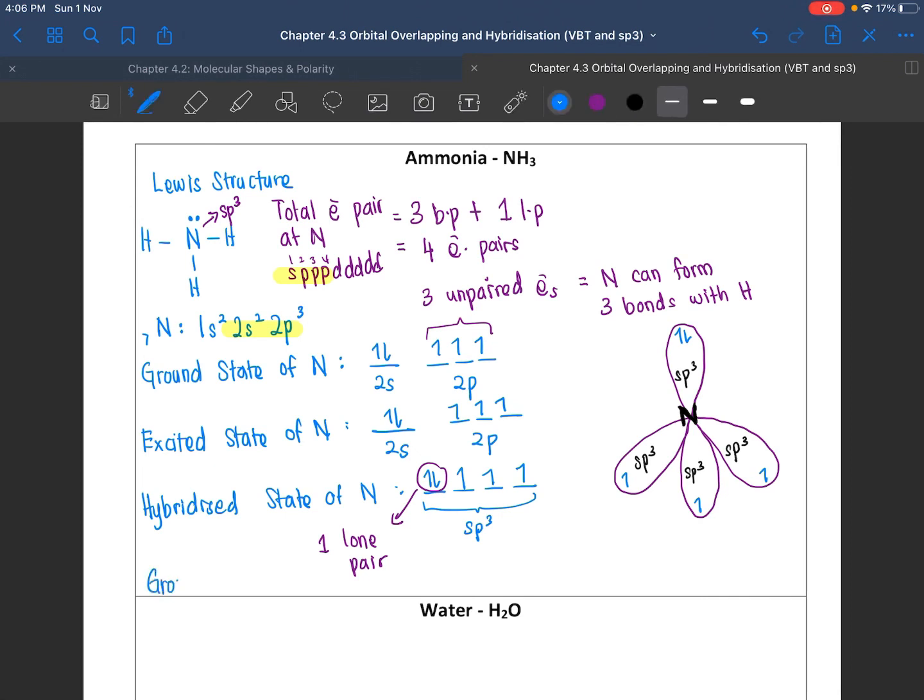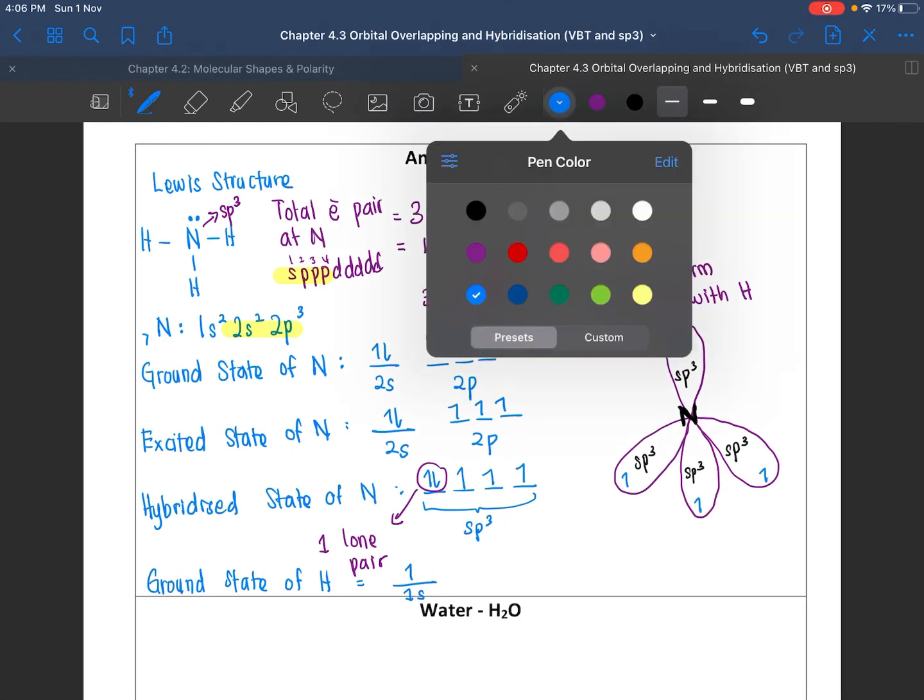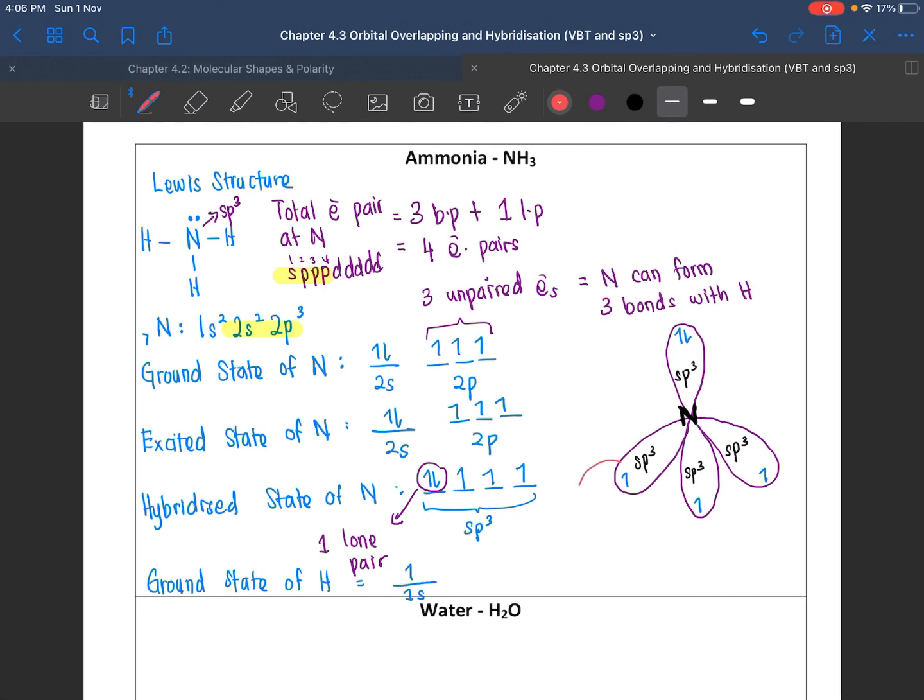So, kita tulislah bawah ni. So, ground state of hydrogen actually adalah 1s, 1 electron. So, shape dia adalah bulat je lah. Okay, so kita pun nak draw bulat tu macam mana. Okay, so we use this color again. So, bulat. Alright. Okay. And then, ini adalah hydrogen. So, kita kena label semua ni hydrogen. And the orbital is 1s. And then, dia ada 1 electron each. So, 1. Okay. So, the next step.